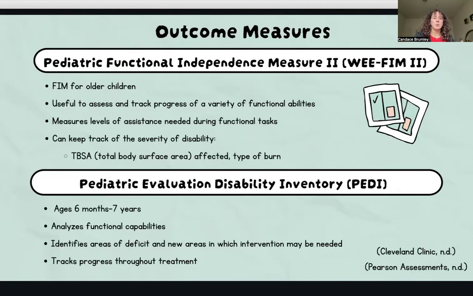We can use the Pediatric Functional Independence Measure, the WeeFIM. This is useful to assess and track progress of a variety of functional abilities.